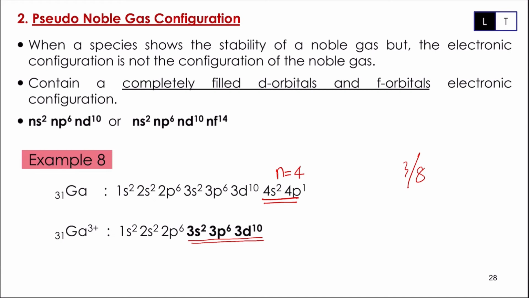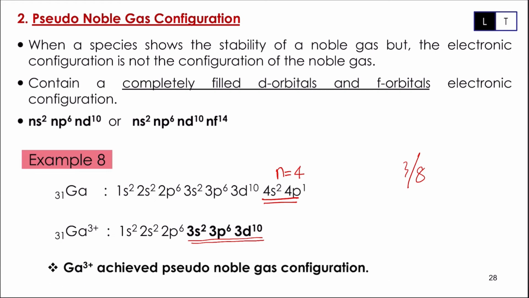Hence, I can conclude that Ga3+ achieves pseudo-noble gas configuration because you have n equals 3 with fully filled s, p, and d orbitals. This is how you determine pseudo-noble gas configuration, the same as the general VEC.